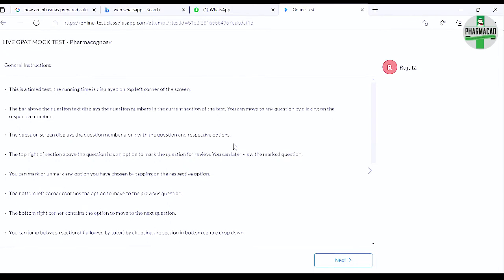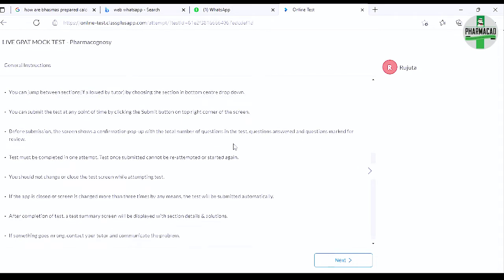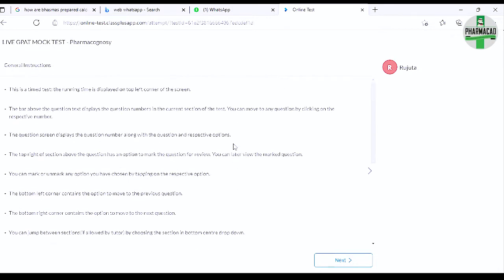Okay. So these are just the instructions that are given, which I have gone through, and I'm sure you must have taken other subject tests, so you must have gone through these instructions. Okay, so I'll just proceed with the test. We have 1 hour for 25 questions. That constitutes approximately 1 minute 20 seconds per question.